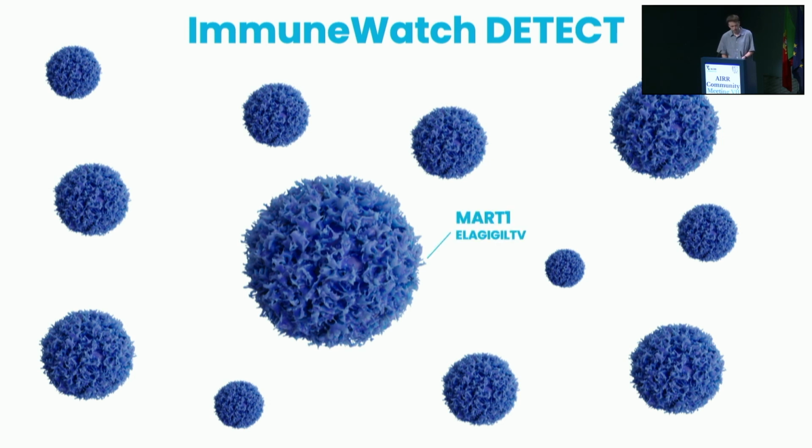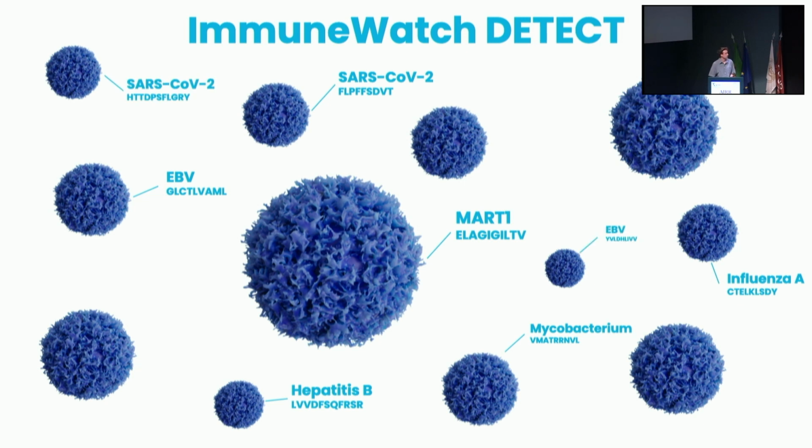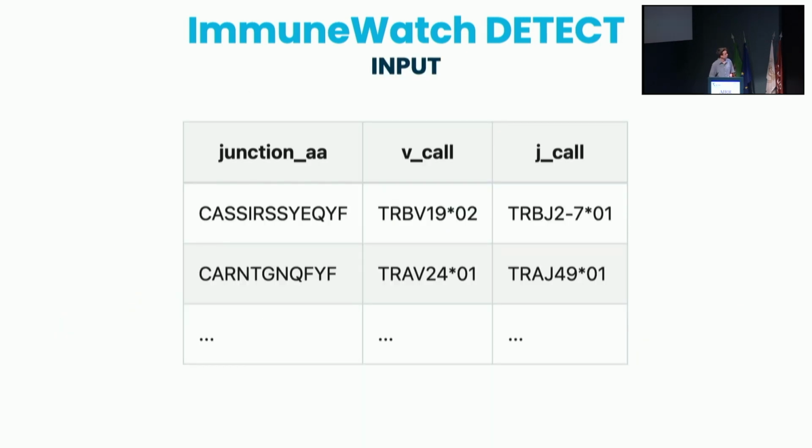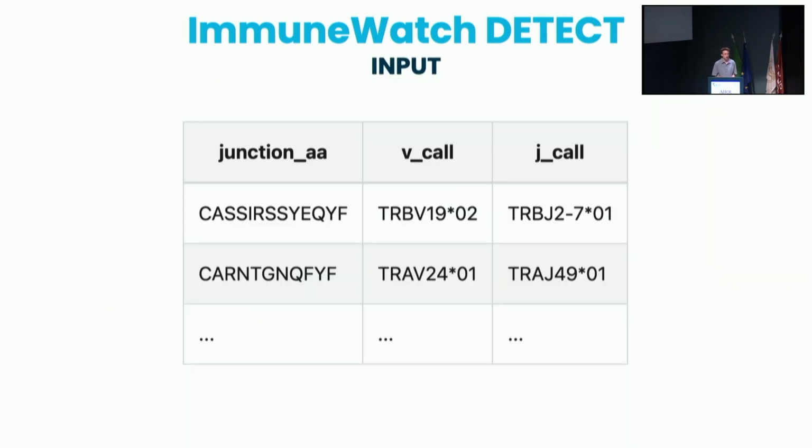So for each TCR, it predicts the target of the TCR, and it can process an entire repertoire in just a couple of minutes. For example, here in the middle, we have a TCR that is predicted to target an epitope from MART1, while on the top left, we have some TCRs that are likely to bind COVID. Okay, so what type of input do we need to make these predictions? Now, naturally, we support the AIRR formats, and we only need a couple of columns to get started. So junction AA, v call, and j call.